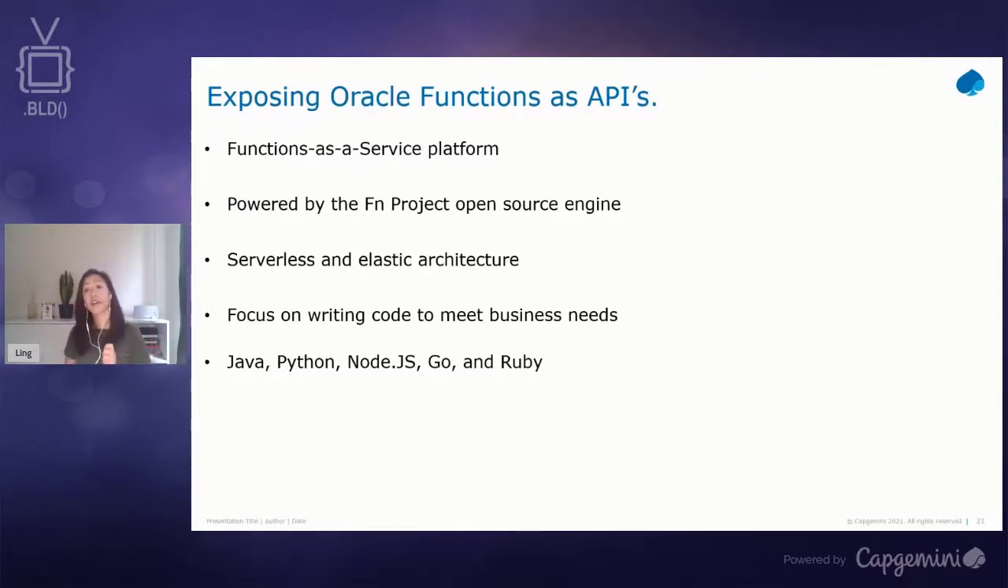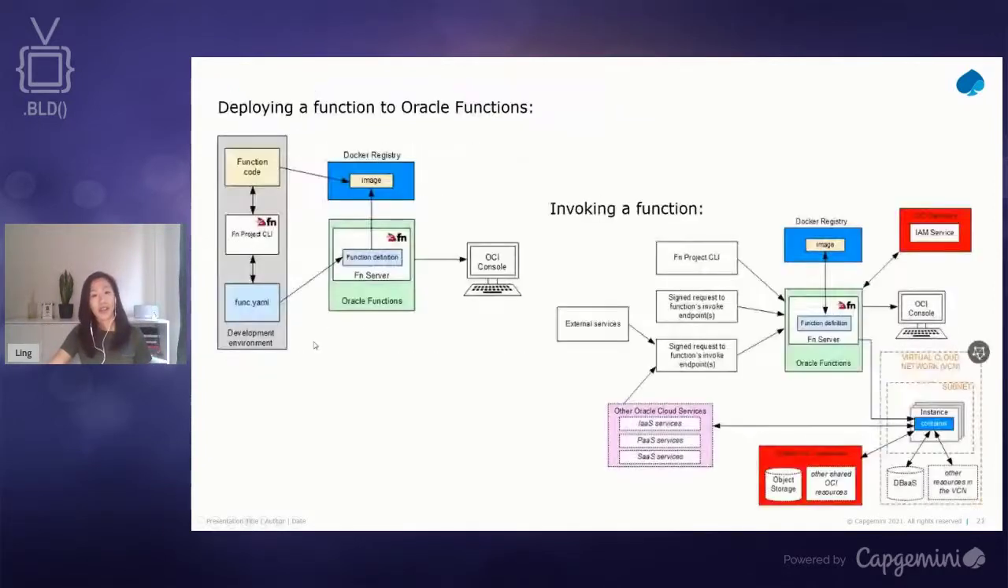And the best part of it all, you are only billed for the resources consumed during execution. So being an efficient coder is actually a nice trait to have. Now, what does that look like when we deploy and invoke a function? Let's start with the deploying on the left side. So using the command line interface, you build a Docker image from the function, which is pushed to a Docker registry.